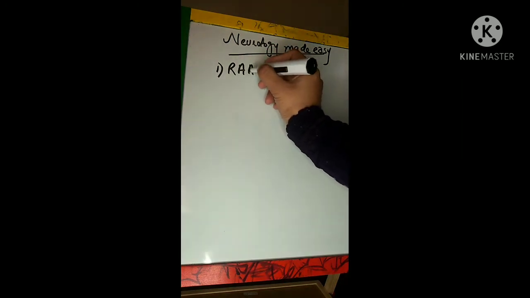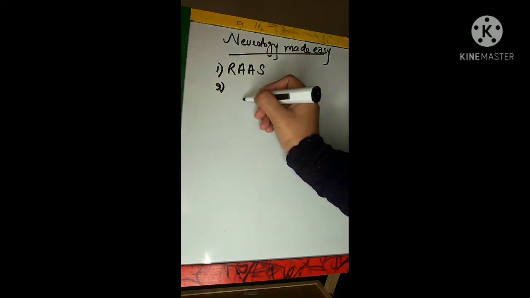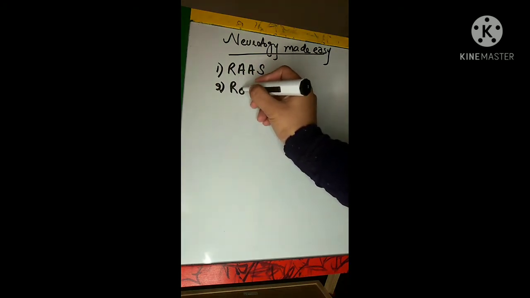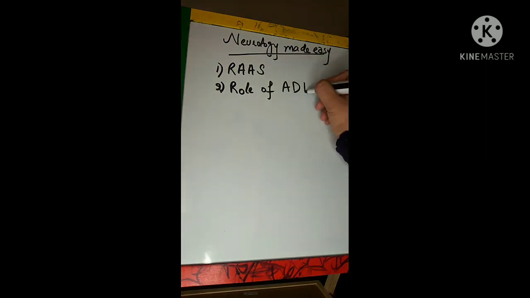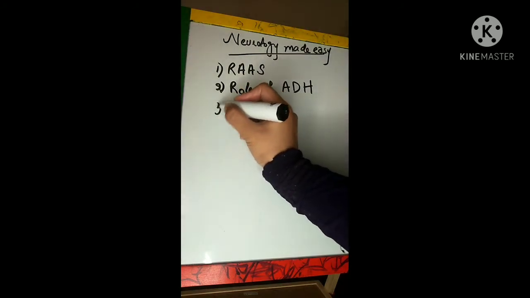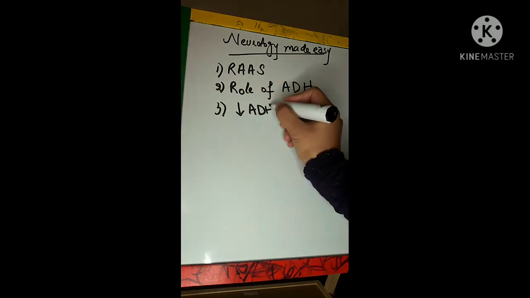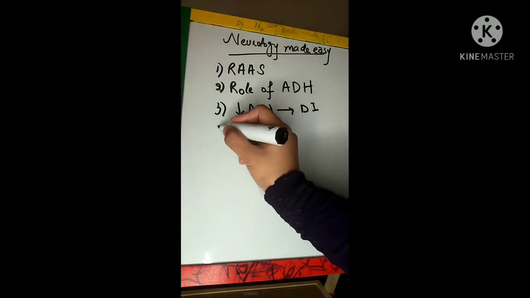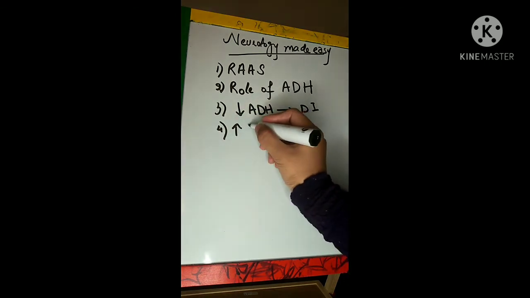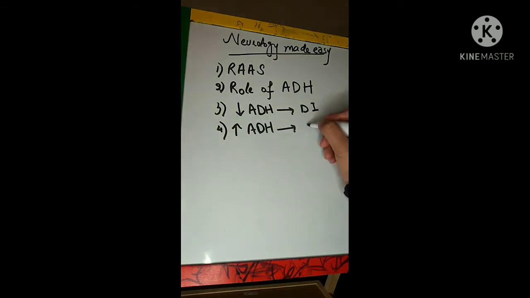Renin-Angiotensin-Aldosterone system, then we will study the role of ADH, that is antidiuretic hormone. Next, we will see that if there is lack of ADH, what happens, and what is diabetes insipidus. Basically, we will talk about central diabetes insipidus. There are two types, nephrogenic and central. So my main focus will be on central diabetes insipidus, but I will also tell you how to differentiate between central diabetes insipidus and nephrogenic diabetes insipidus.